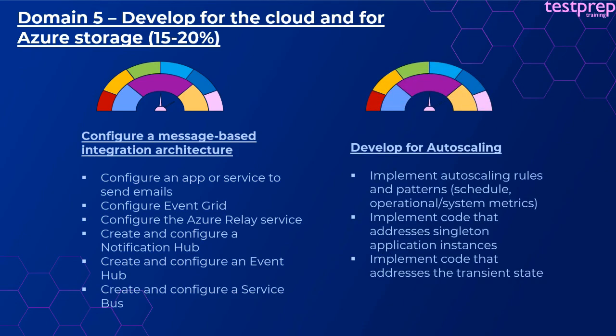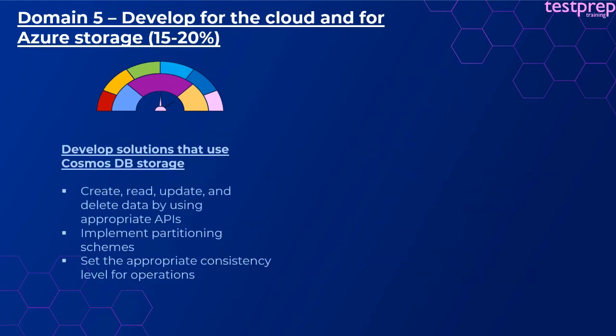Second, develop for auto-scaling. It is divided into 3 parts. 1. Implement auto-scaling rules and patterns like schedule, operational or system metrics. 2. Implement code that addresses singleton application instances. 3. Implement code that addresses the transient state. Third, develop solutions that use Cosmos DB storage. It is divided into 3 parts. 1. Create, read, update, and delete data by using appropriate APIs. 2. Implement partitioning schemes. 3. Set the appropriate consistency level for operations.